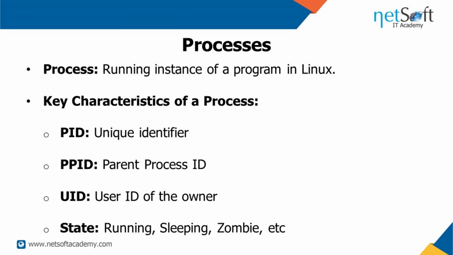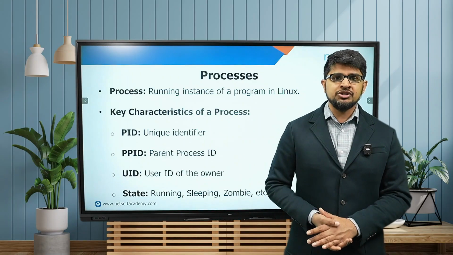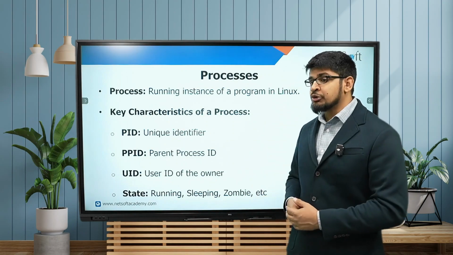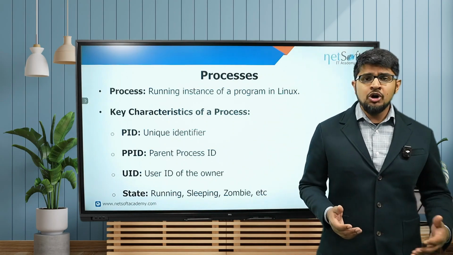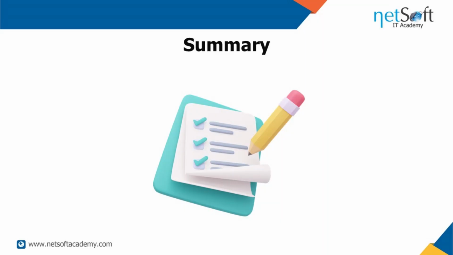The key characteristics of processes include a process identifier, which is unique to every single process, a parent process ID if a process is a child process of another process, a user ID for the user who's in charge of that process, and of course, a process state, meaning is the process currently running, is the process stopped, or in some other state.